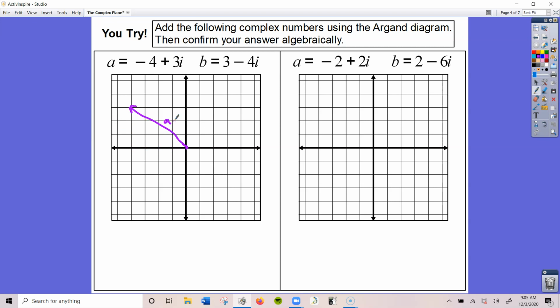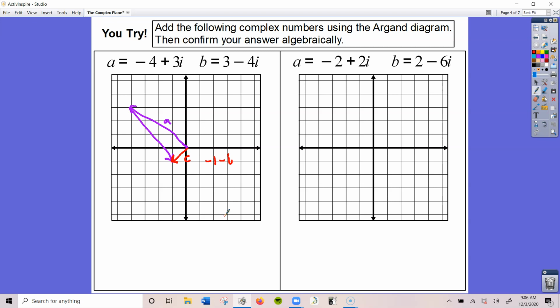So this is A. B is going to go right 3 and down 4. So starting from here, I go to the right 3 and down 4. So right here. That means that my solution, my final vector representing my answer, which is C, should be -1 minus i.